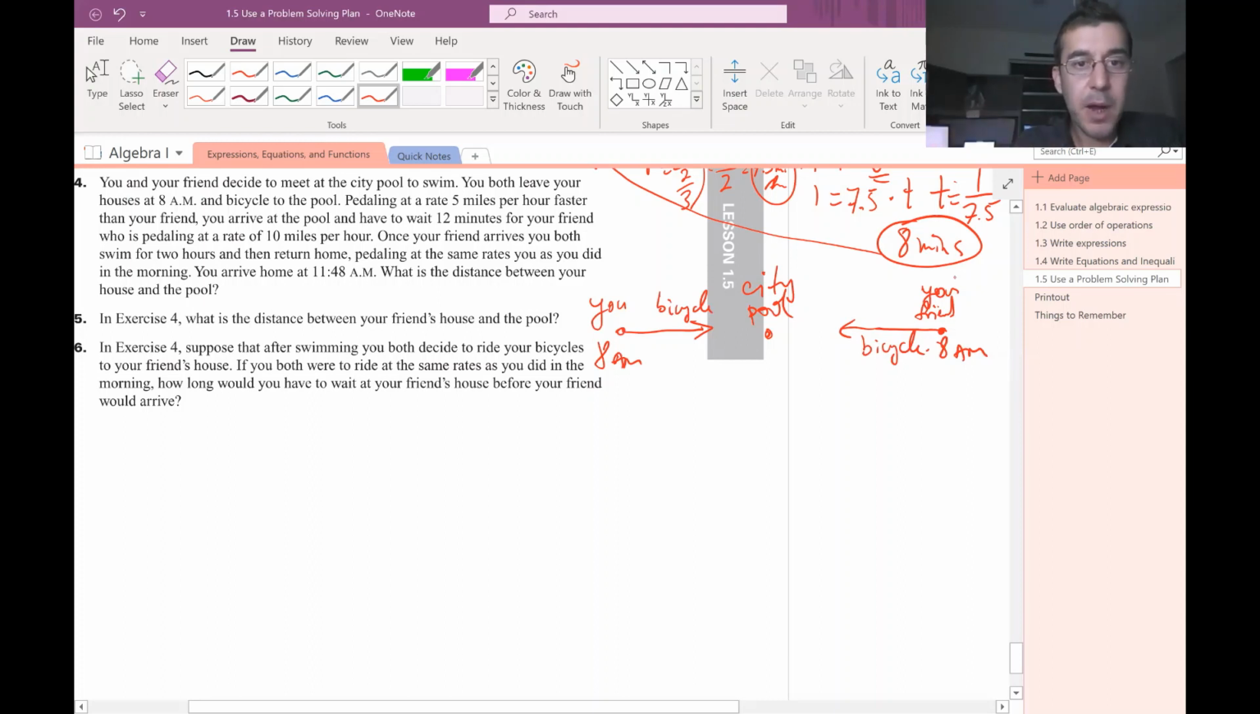Pedaling at a rate 5 miles per hour faster than your friend, you arrive at the pool and have to wait 12 minutes. For your friend who is pedaling at a rate of 10 miles per hour, the rate is 10 miles per hour, and we know that you're pedaling 5 miles per hour faster than your friend, so your rate is 10 plus 5, or 15 miles per hour. Okay, so we know the rates, right?